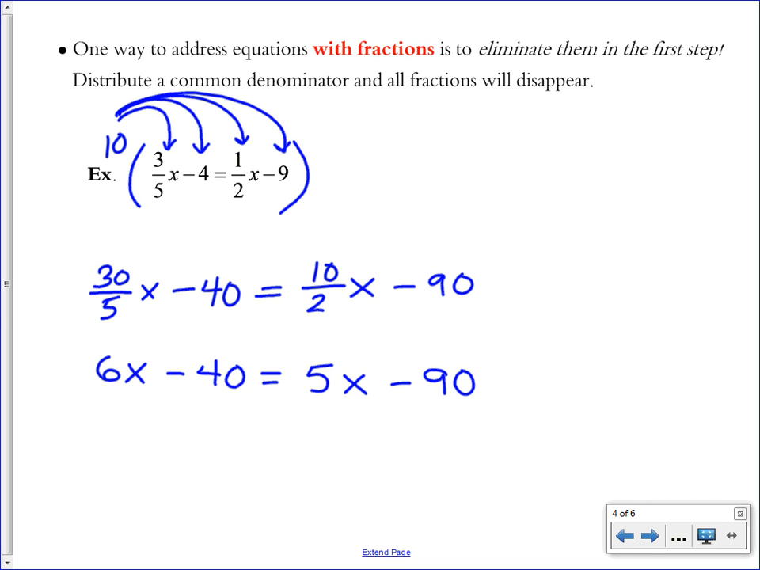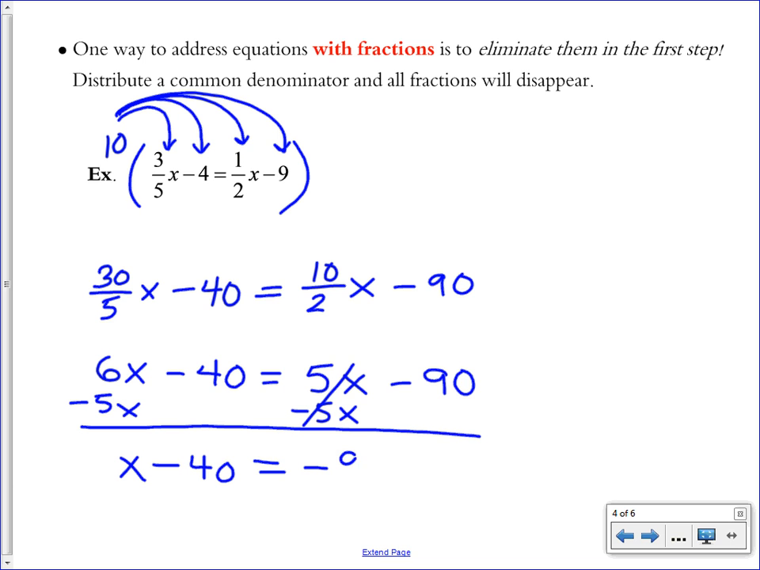Let's get our x's together on the left side of the equation because I have fewer over here, so I'm going to subtract those 5x. They cancel. 6x minus 5x is a single x. Bring down the minus 40, the equal sign, and the minus 90. And then all I have to do is add 40 to both sides, because x is already by itself. And it equals negative 90 plus 40, which is negative 50.